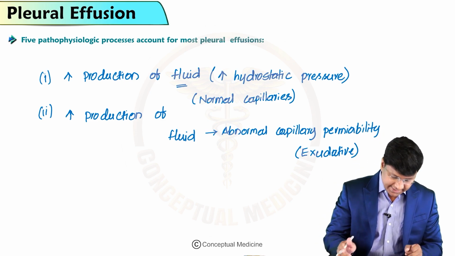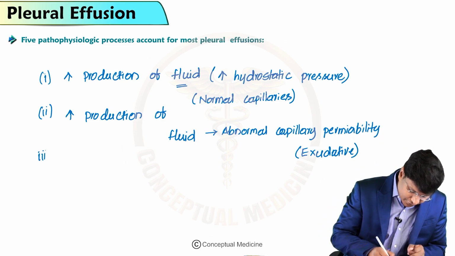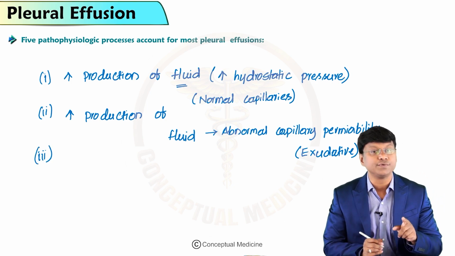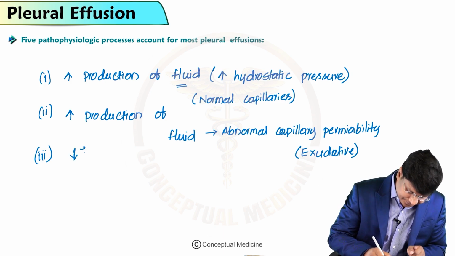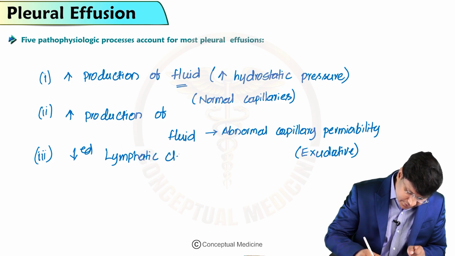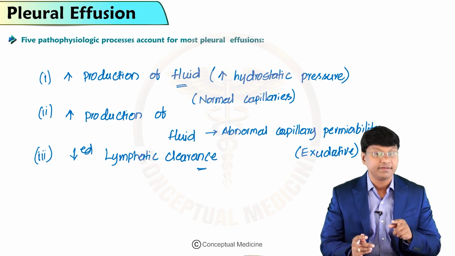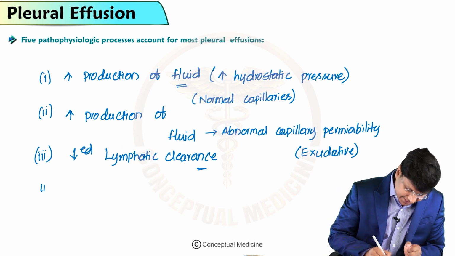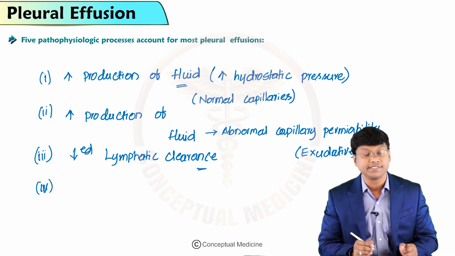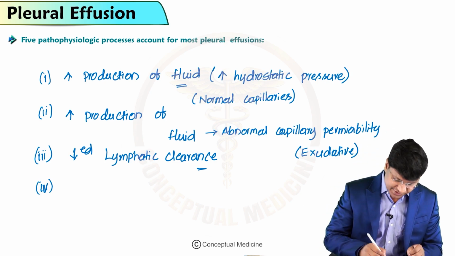The third important pathophysiological process for the development of pleural effusion is decreased lymphatic clearance of the fluid. This decreased lymphatic clearance of the fluid will also contribute to the development of the exudative type of pleural effusion. And the fourth important reason for the development of pleural effusion is infections in the pleural space.